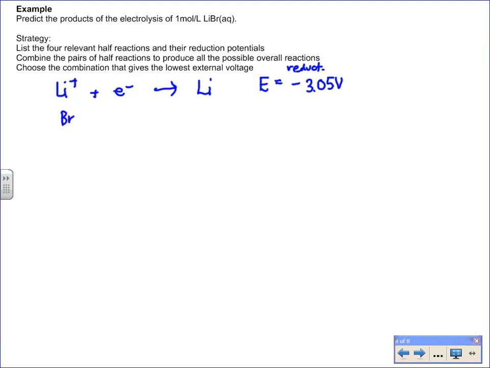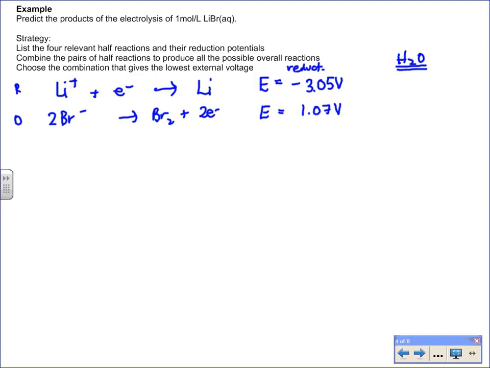The potential oxidation is that bromide ions can lose electrons to produce bromine, and the reduction potential of this is 1.07 volts. Now this is our possible reduction, and this is a possible oxidation. So what we want to do is compare that to water's potential oxidation and reduction reactions.